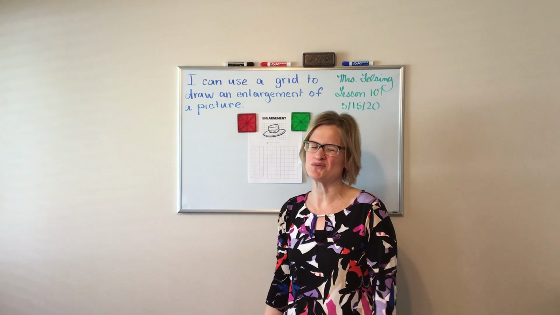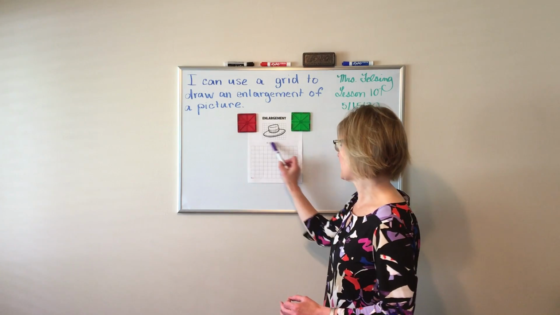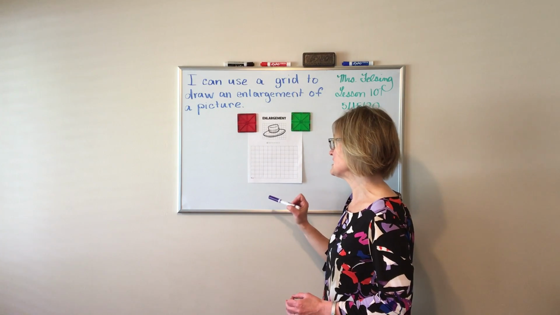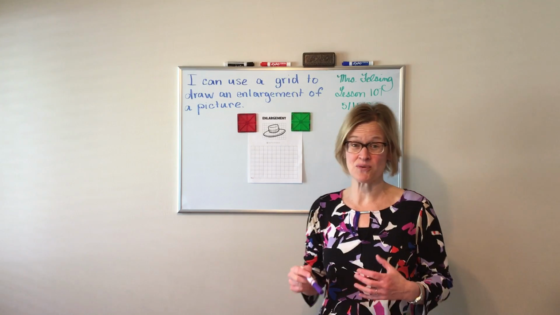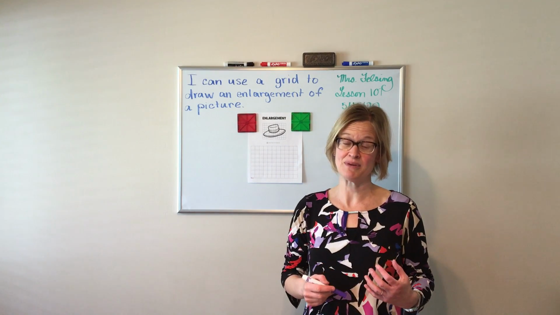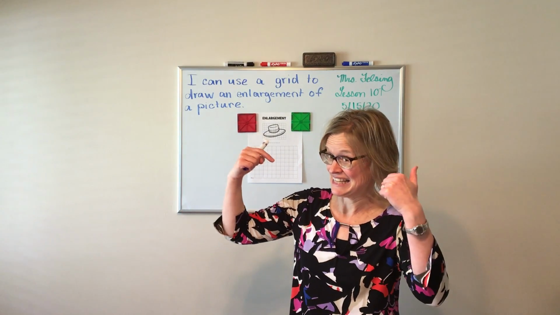And you're kind of like, well, I'm just drawing. How is this math? It is math, because what we need to do is we're going to have to be counting these squares in order and matching it with the little one in order to make our picture look the same.